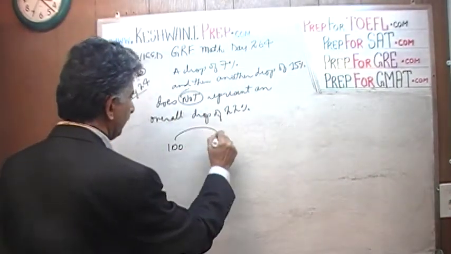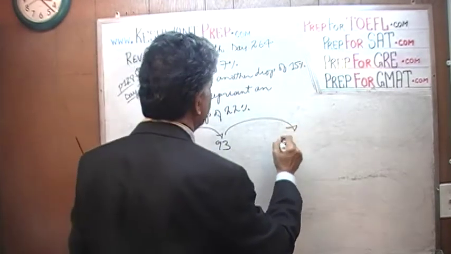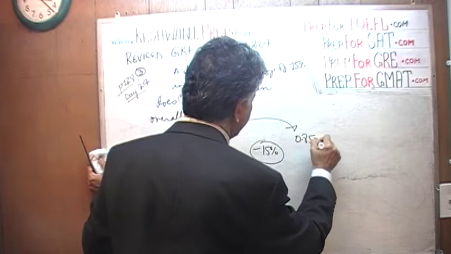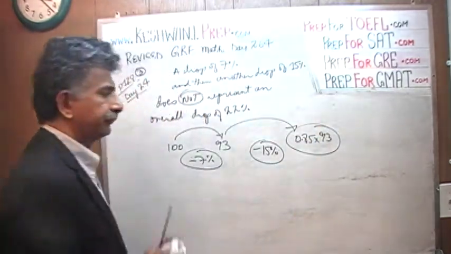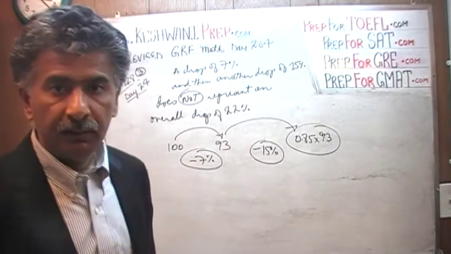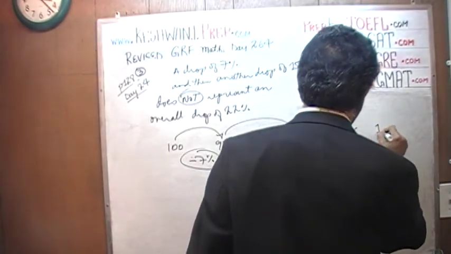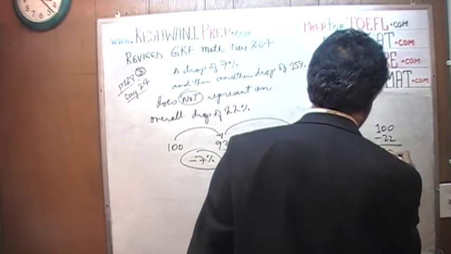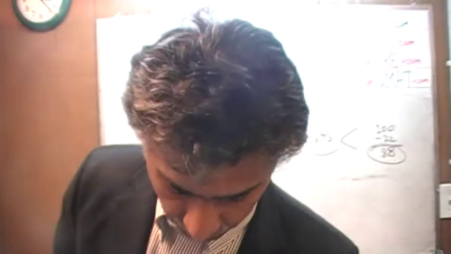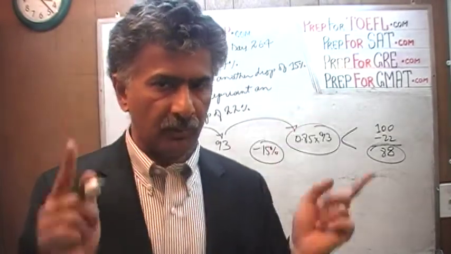if you start out with 100, it becomes 93, it's a drop of 7%. And then from here to here, it's a drop of 15%. A drop of 15% means that you have 85% of 93. And that amount, because you're taking 0.85 of 93, not 100, is going to be a smaller amount than 100 minus the 22. So a drop of 7% and then a drop of another 15% is actually less than an overall drop of 22%.